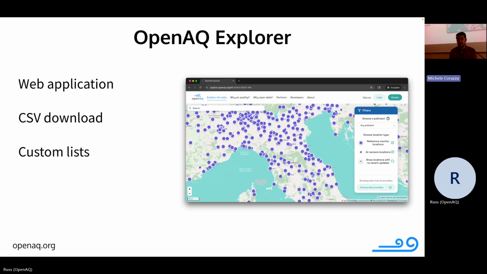This provides a CSV download. This is a kind of limited amount of data just because of the nature of it being a web application. But it's a much easier way for folks to just get in and get data and start working. Also has the ability with an account that you can set up custom lists, so you can track certain ones, keep track of them in different groupings, so you can kind of favorite locations that you're interested in and keep track of them.